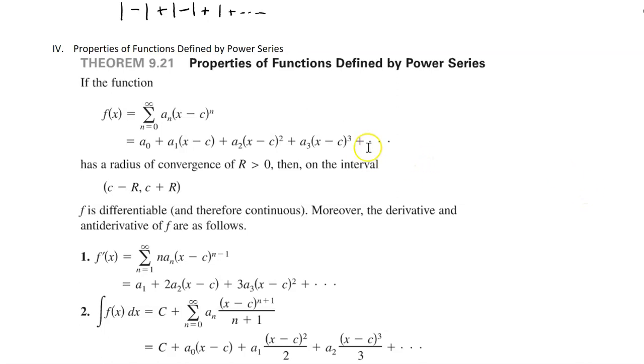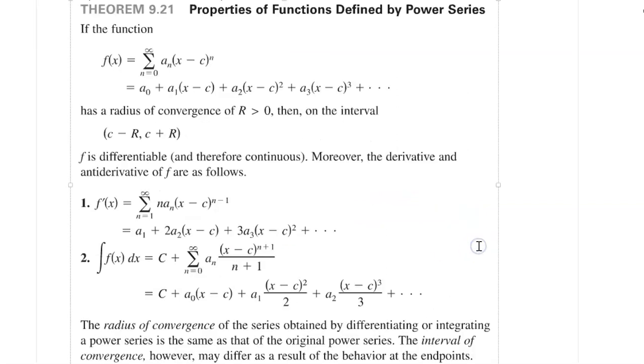Next, we're going to look at an interesting couple of properties about functions that are defined by power series. So if the function f of x equals the sum from 0 to infinity of a sub n times x minus c to the nth power, so that's a power series centered at c with a radius of convergence of r greater than 0, then on the interval from c minus r to c plus r, f is differentiable and therefore continuous. Moreover, the derivative and antiderivative of f can be found as follows.